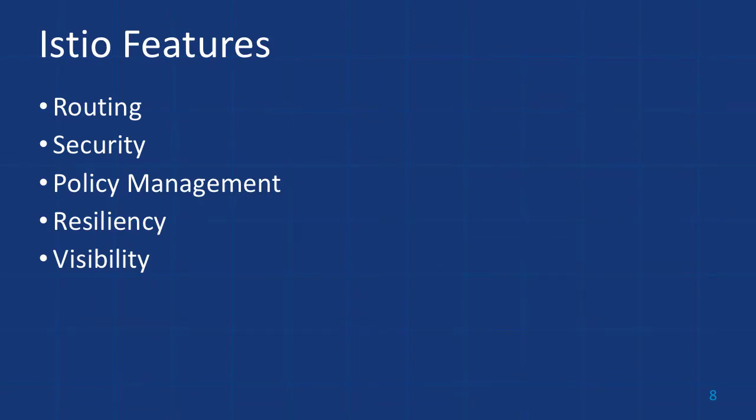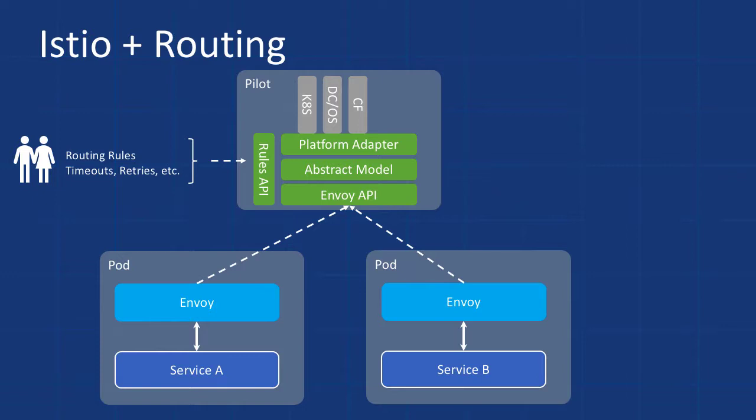So again, the features of Istio: routing, security, policy management, resiliency, and visibility. And this is just really one way that I took a stab at trying to organize all of the features of Istio so I could walk through them. Obviously, some things kind of fall into multiple categories, but we'll walk through each of these and try and illustrate how they work. So let's start with routing. So Istio and routing, here's a nice visualization of how Istio and routing works.